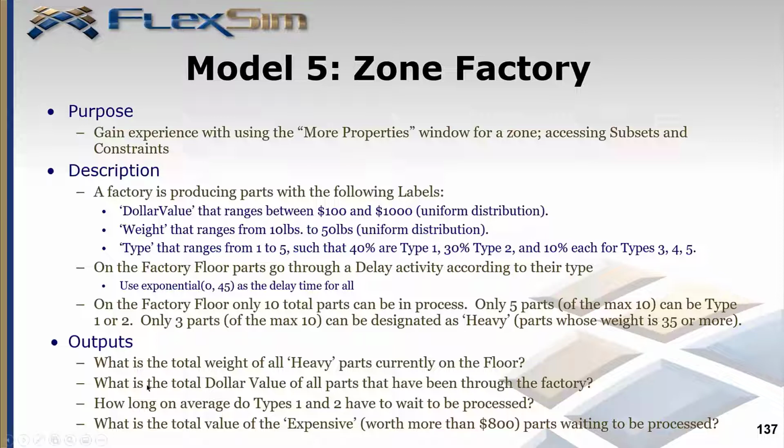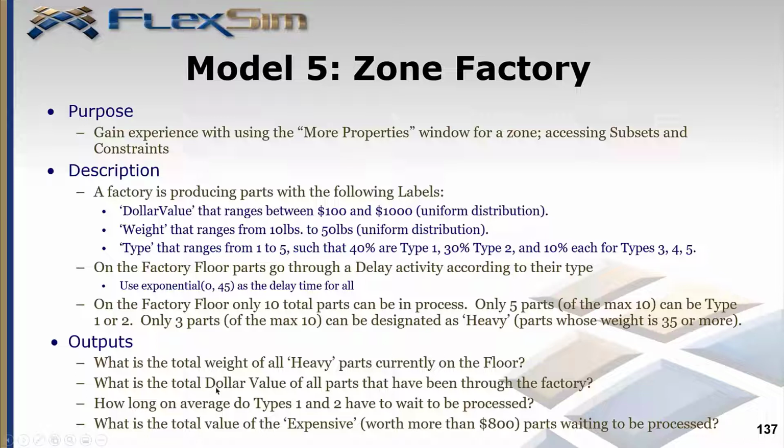And then we have a section of outputs where we want to use the zone statistics gathering capabilities to display some different stats. Like we want to know the total weight of all the heavy parts on the floor. We want to know the total dollar value that has been through the factory. So like what's the total revenue of the factory by counting the dollar amount that every token is carrying with it as they leave. We want to know how long on average types 1 and 2 wait their turn to be processed. And we want to know the total value of expensive parts as they wait to be processed. And we're defining expensive things as any token whose dollar value is $800 or more.